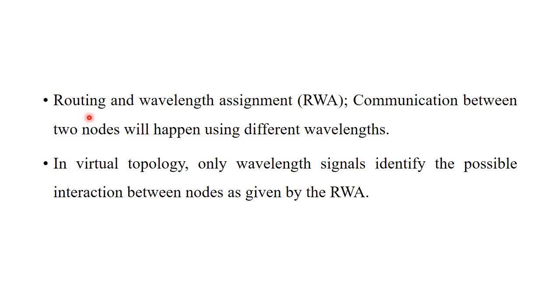Okay, the same is represented in terms of words over here, so let us go through these words. Routing and wavelength assignment: communication between two nodes will happen using different wavelengths. In virtual topology, only wavelength signals identify the possible interaction between nodes as given by the routing and wavelength assignment.